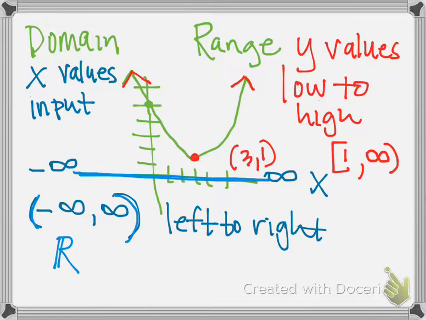Okay, range. Range is the y values. Range is talking about the y values. Whenever I think about this, instead of going left to right, now range is low to high, because range is the y values. You always talk about your interval low to high. When you're talking about range, you always include the lowest number if it's a number. In this case, our lowest y value was 1. So 1, and then you go up as high as you can, and this is called positive infinity.